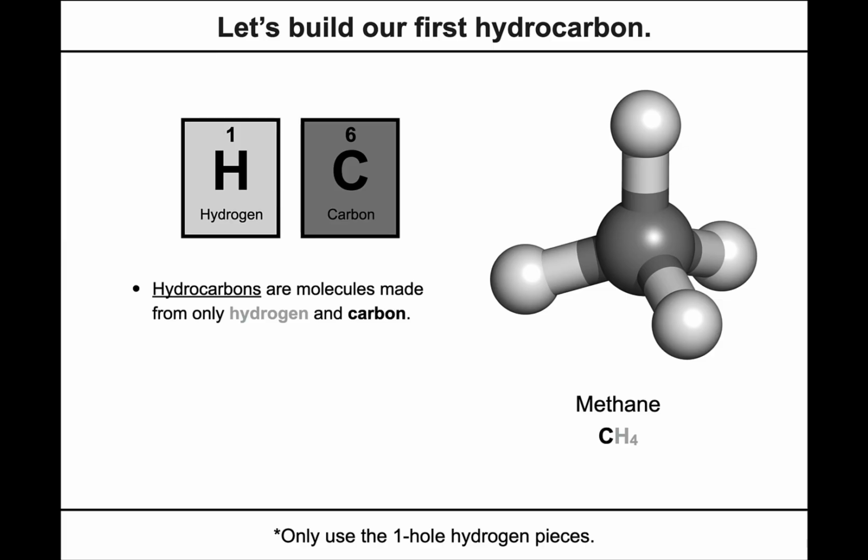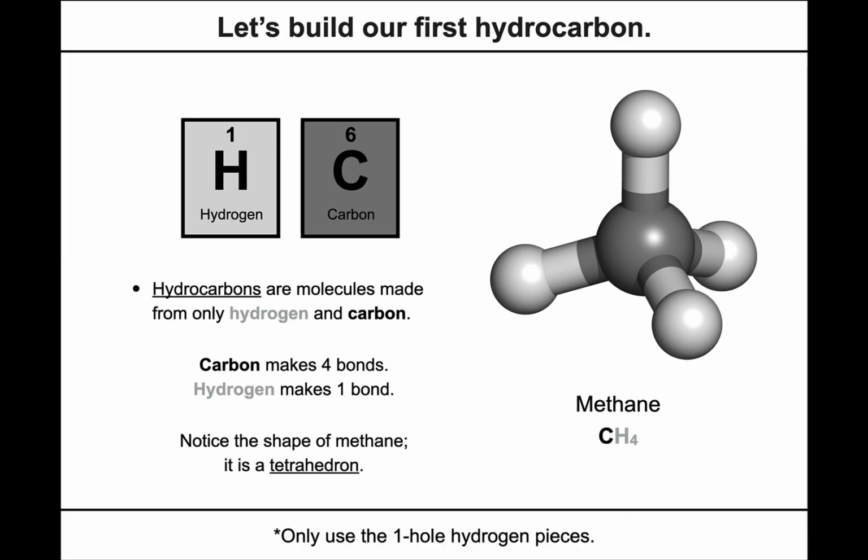We're going to use all 4 of the holes in the black carbon piece, and we're going to put hydrogens in all 4 holes. Every carbon that you will see in this program makes 4 bonds. Every hydrogen that you see in this program will have 1 bond. And because of this, hydrocarbons, and in particular methane, will have a certain shape to them. That shape is called a tetrahedron.